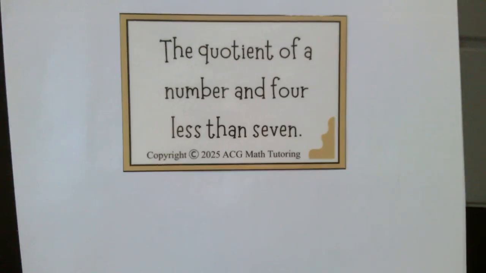Okay, so Big Al is saying n over 4 minus 7. JB is saying negative 7 divided by 4n. Purple Pennies is saying 4x minus 7.